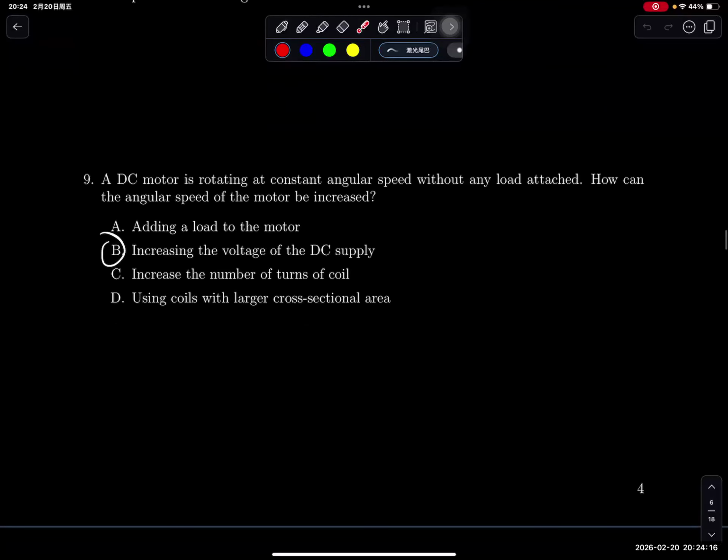Question 9, a DC motor is rotating at a constant angular velocity without any load attached. How can the angular speed of the motor be increased? You can increase the voltage, right? So this has to do with the maximum rotational speed within a motor. It's proportional to the supply EMF.